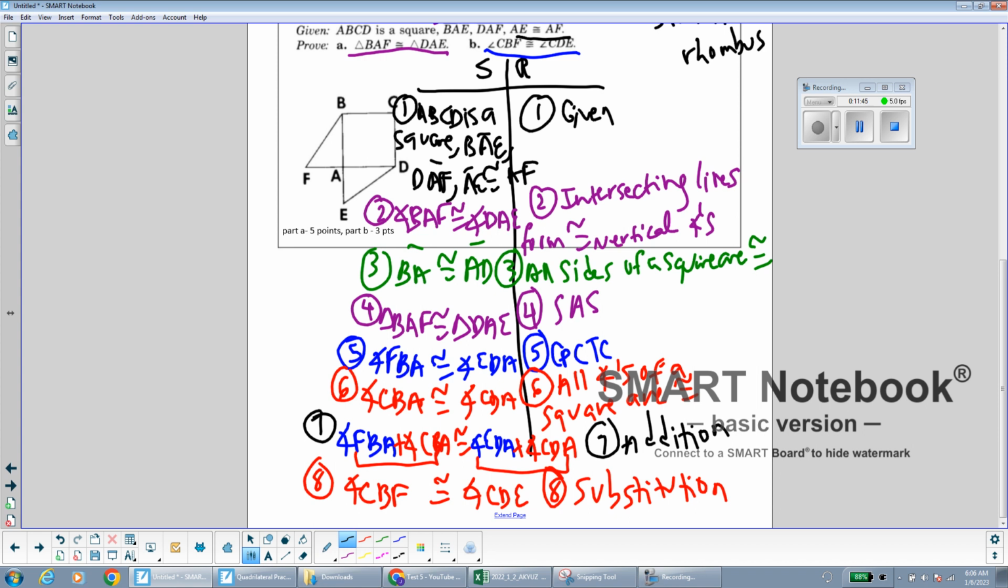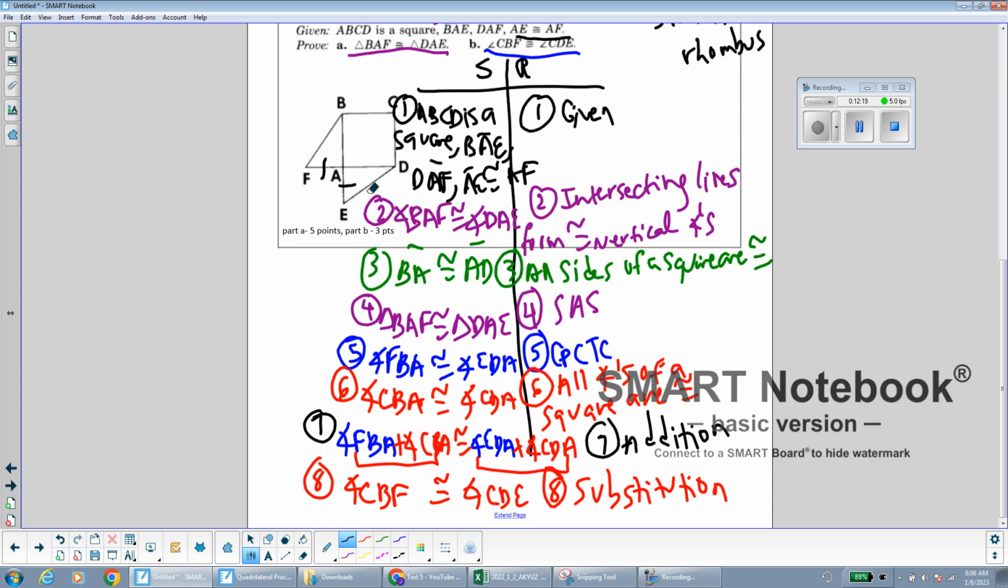So I'm going to hold off on marking all the square properties I remember until I mark the rest of the given information and take a look at my goal. And then I can figure out what's going to be important to me like we did in the previous proof. So we're also told that we have segment BAE, I see that here, segment DAF, I see that here, and we're told that AE is congruent to AF. Gonna mark that.